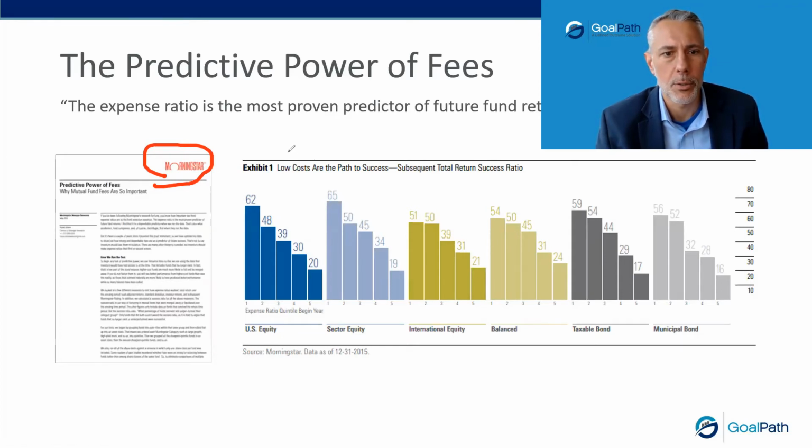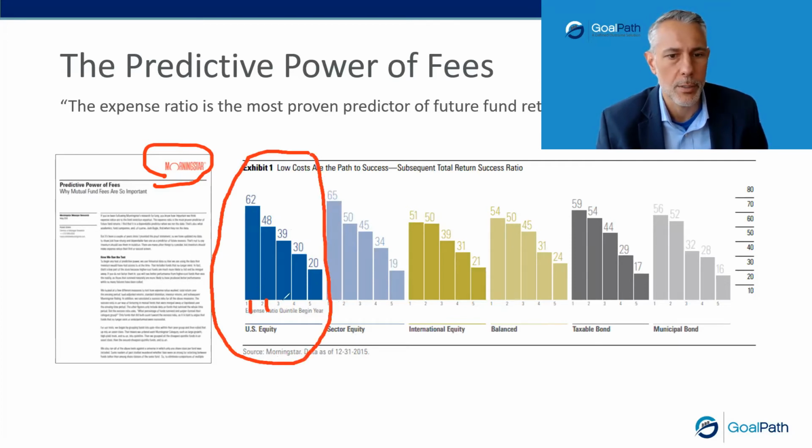Here we are in the blue. Morningstar took the US equity category and divided it into five quintiles, and they rank ordered those from least expensive to most expensive. And then they measured the percentage of those funds that went on to subsequently outperform their peer group. So 62% of the funds in the cheapest quintile went on to outperform their peer group. That's a pretty good track record.